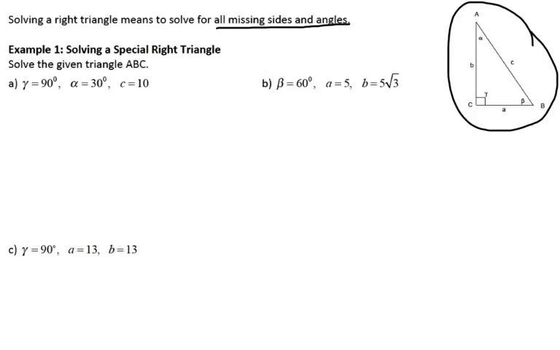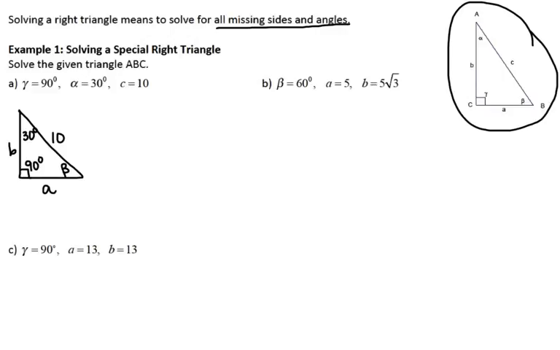So let's go ahead and draw our triangle first for letter A. I know that gamma is 90 degrees. I also know that alpha is 30 degrees. Alpha is the angle at the top. And I know side C is 10. So the things that I'm missing are side A, side B, and angle beta. Now this is a 30, 60, 90 triangle.